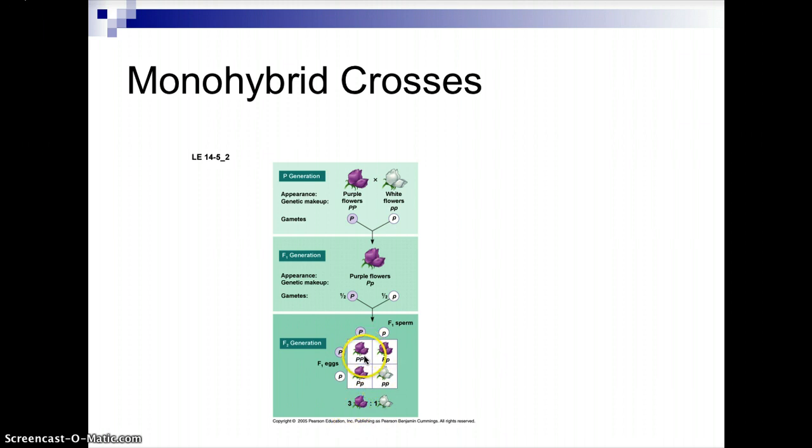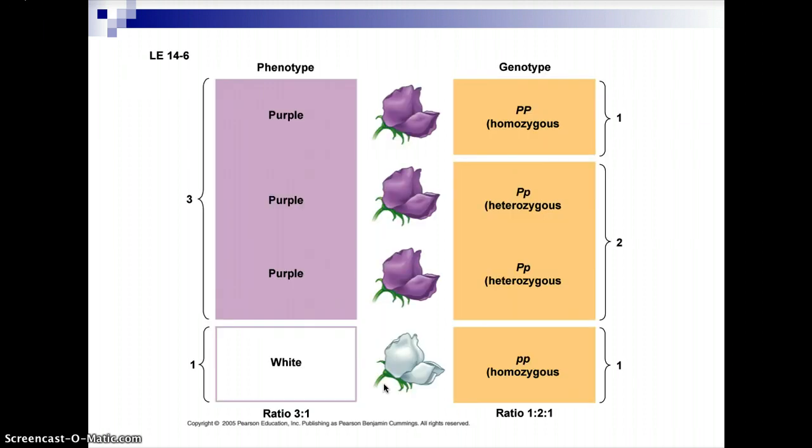The genotypic ratio would be 1 to 2 to 1, because you have 1 big P big P, 2 big P little p's, and 1 little p little p. And we'll go over that a lot more in class. We'll do several examples that will help illustrate this a little bit better. So there you can see the phenotype, 3 purple, 1 white, so that ratio is 3 to 1, and the genotypic ratio would be 1 to 2 to 1, and there you can see it.